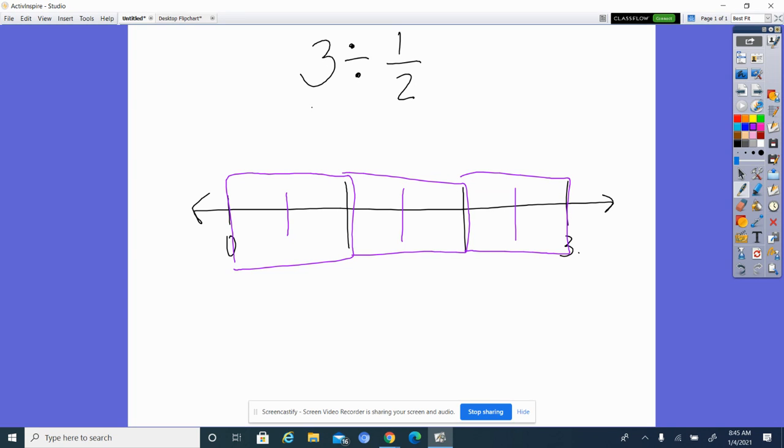Okay, the next one. How is the quotient represented on the number line? So here's 1 section, 2 sections, 3, 4, 5, 6. The number of sections on the number line represents the quotient. 1, 2, 3, 4, 5, 6. Does that make sense? Okay, so 3 divided by 1/2 equals what?